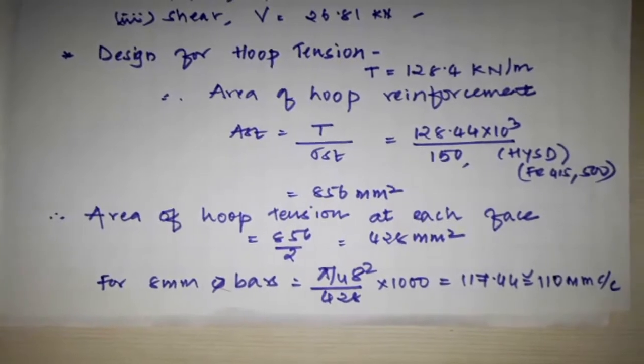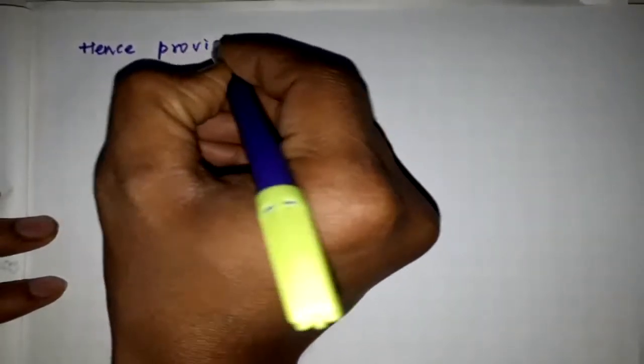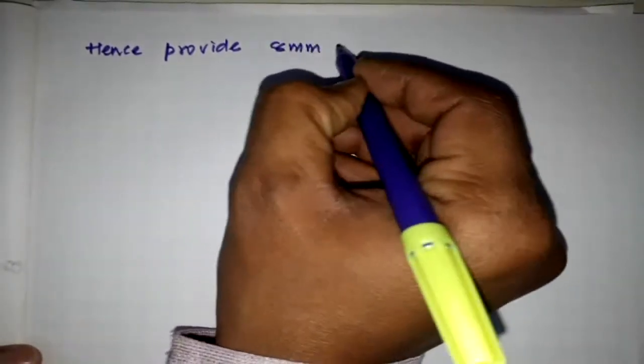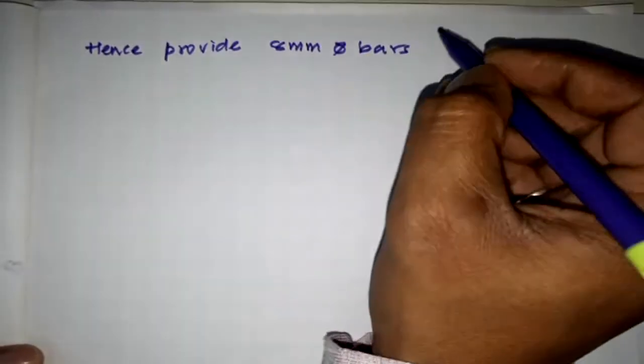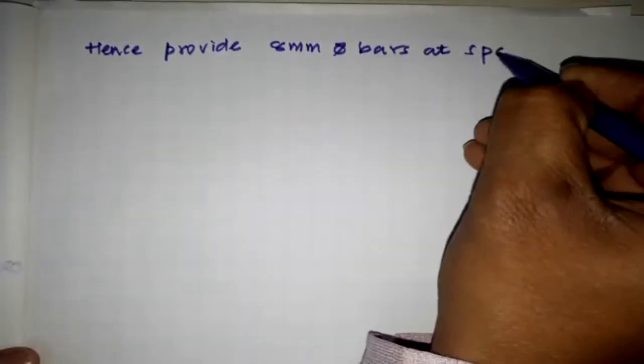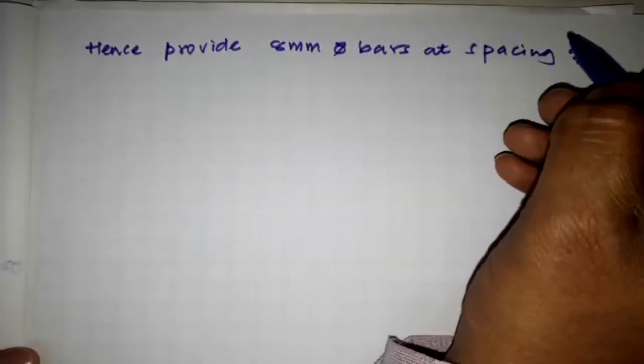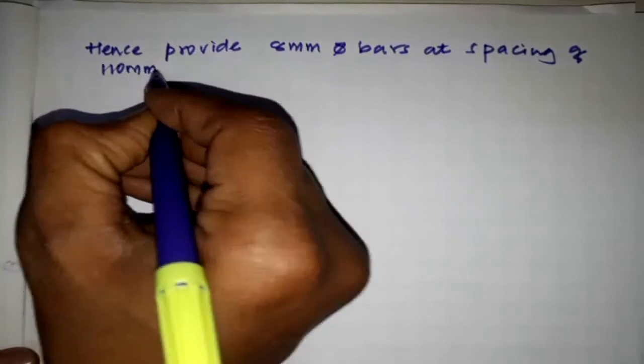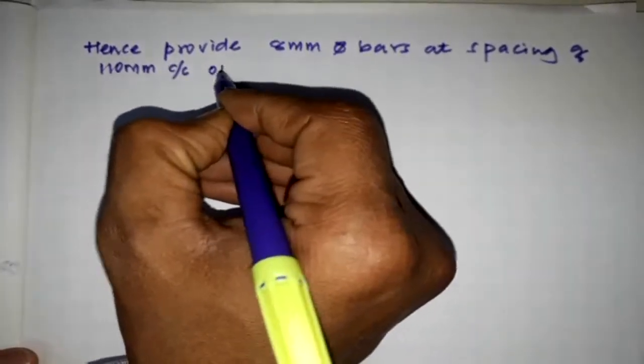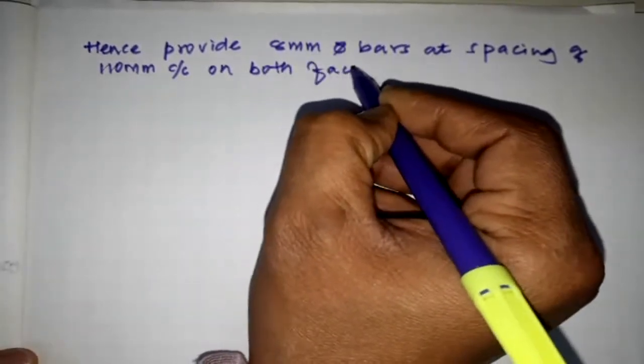So this is the design for hoop tension. Hence provide 8 mm dia bars at a spacing of 110 mm center to center on both faces of the wall.